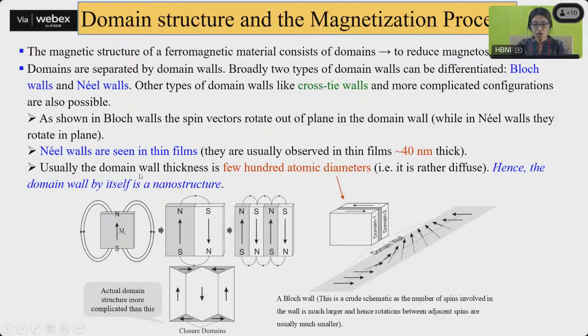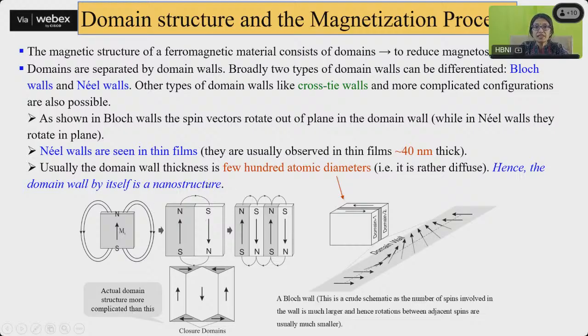So what happens in the case of Bloch walls? The spin vectors rotate out of plane in the domain wall. You see over here you have domain 1 and domain 2. In domain 1 the magnetic dipole is moving from left to right as shown in this slide, and in domain 2 the direction of the magnetic dipole is from right to left. Now in between, inside the domain wall, to reduce the energy, you will have spins aligned in this particular way, and all the spin vectors rotate out of plane in the domain wall.